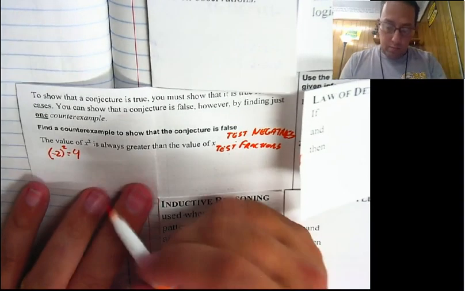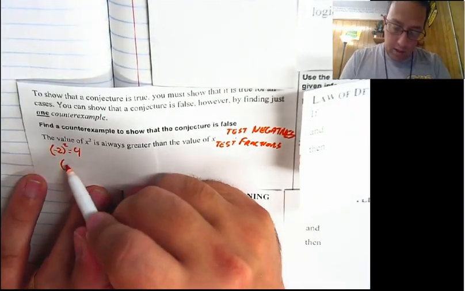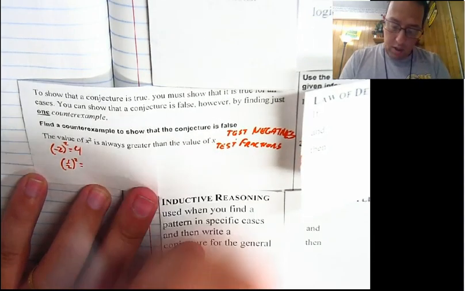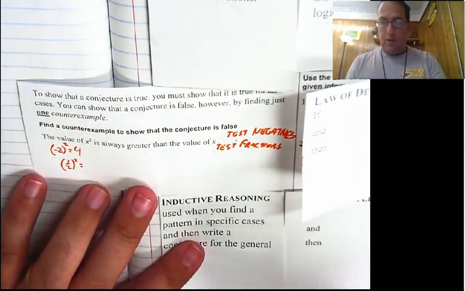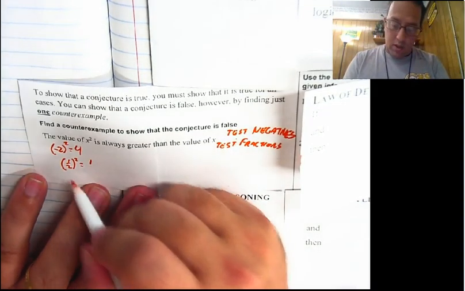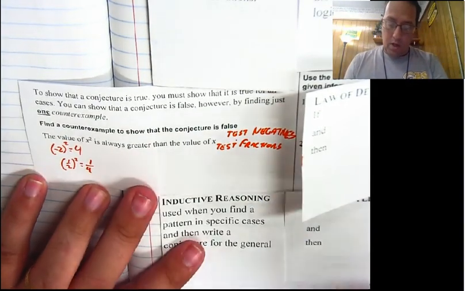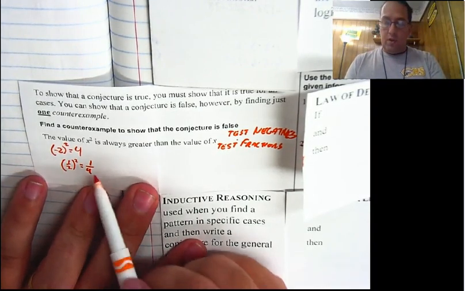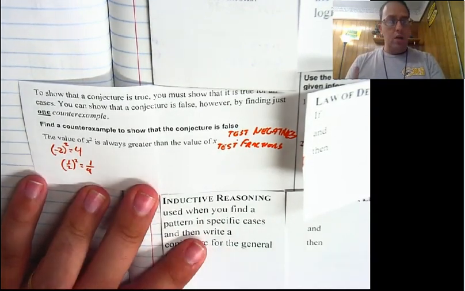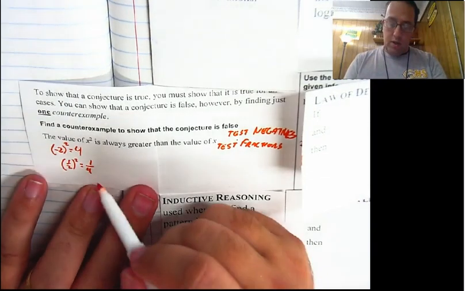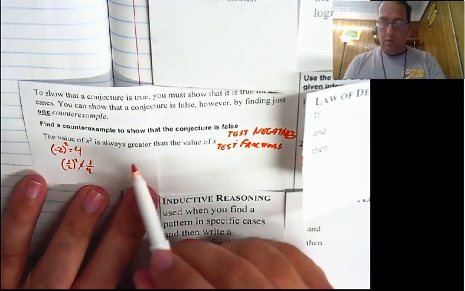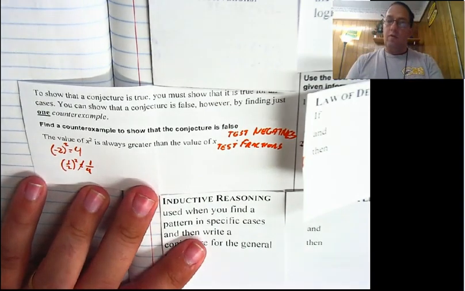So let's try a fraction. How about 1/2 squared? Well, 1/2 times 1/2. 1 times 1 is 1, and 2 times 2 is 4. Hey, there we go. 1/2 squared is 1/4, and is 1/4 more than 1/2? No, it is not. This does not work, and so we've proven that this statement is false.